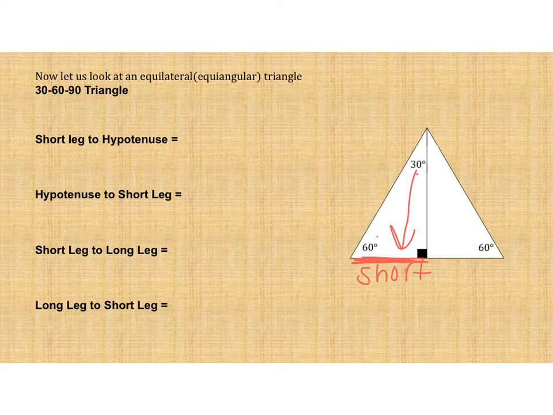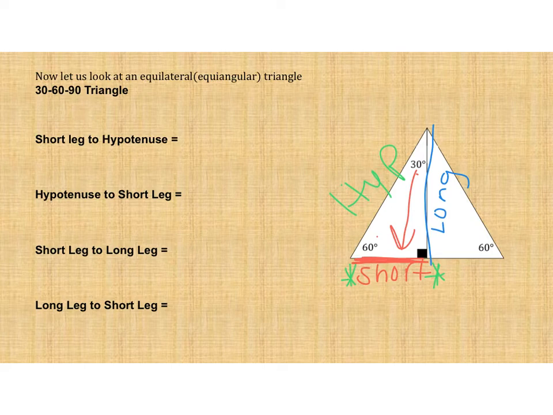And we're going to call the other one the long leg. It's opposite the 60. So this is going to be the long leg. And then, of course, we have our cute hypotenuse, which is opposite the 90 degrees. So the short leg is the most important, okay? He's the big kahuna here. If you can find the short leg, you can go to any other side.